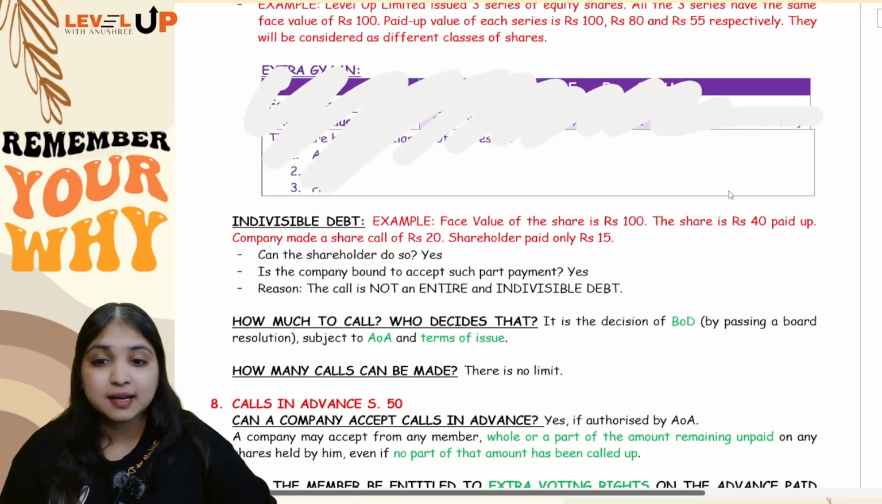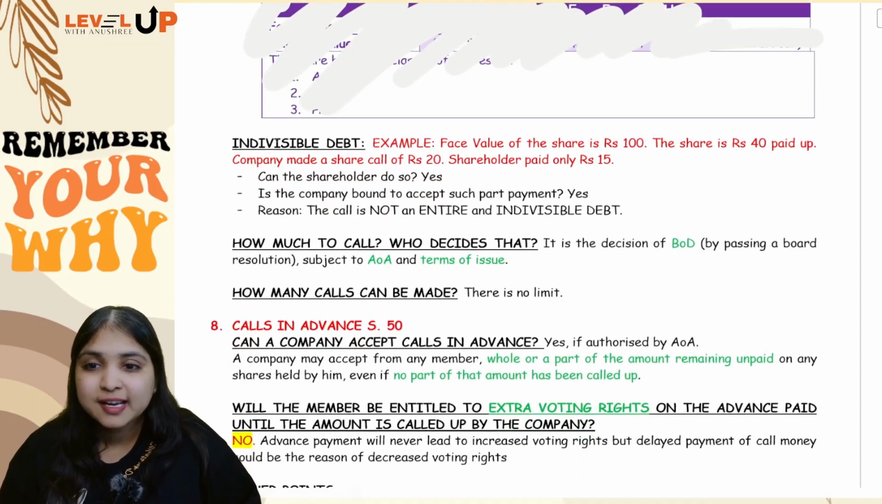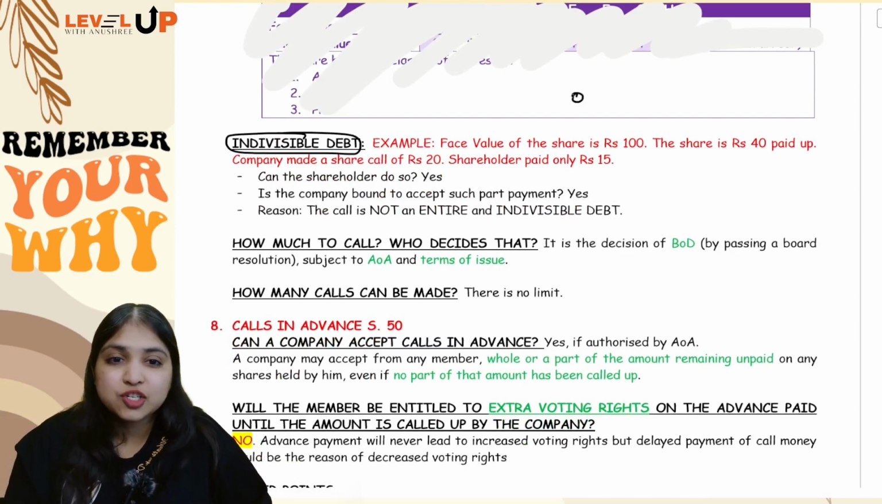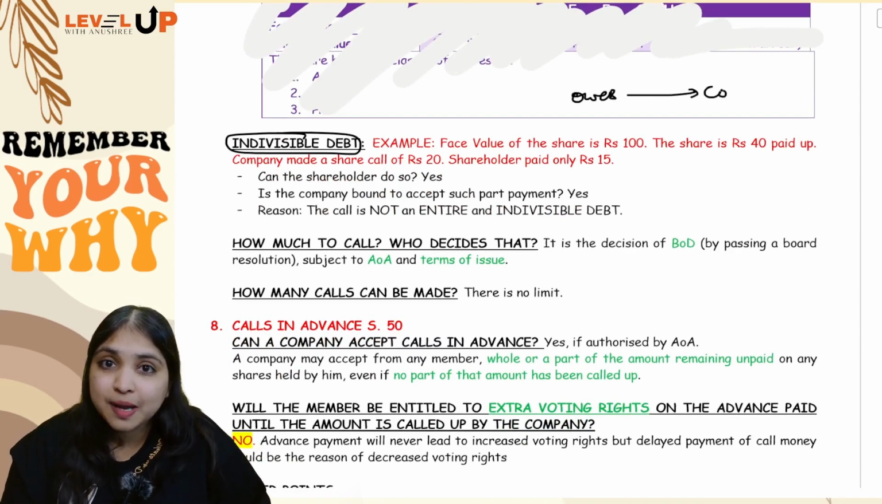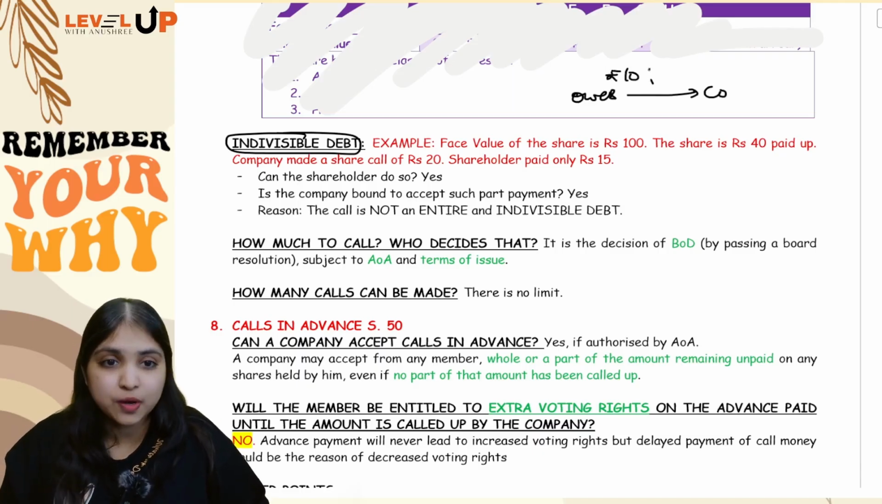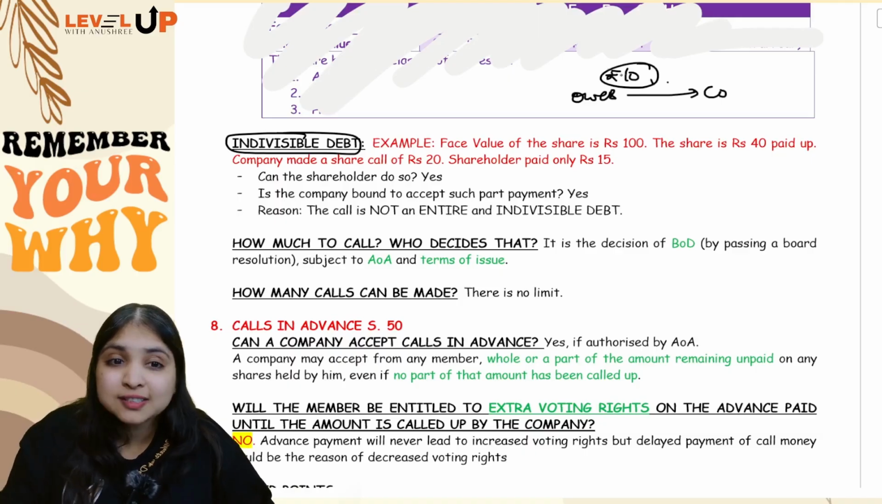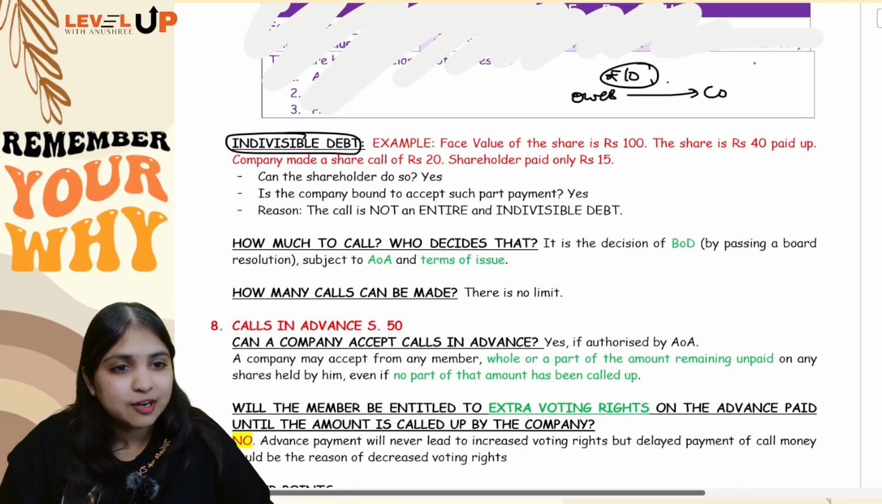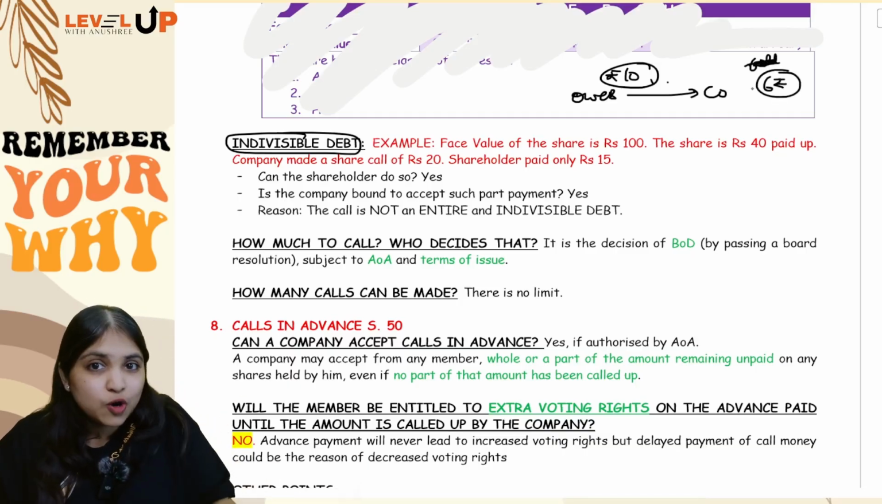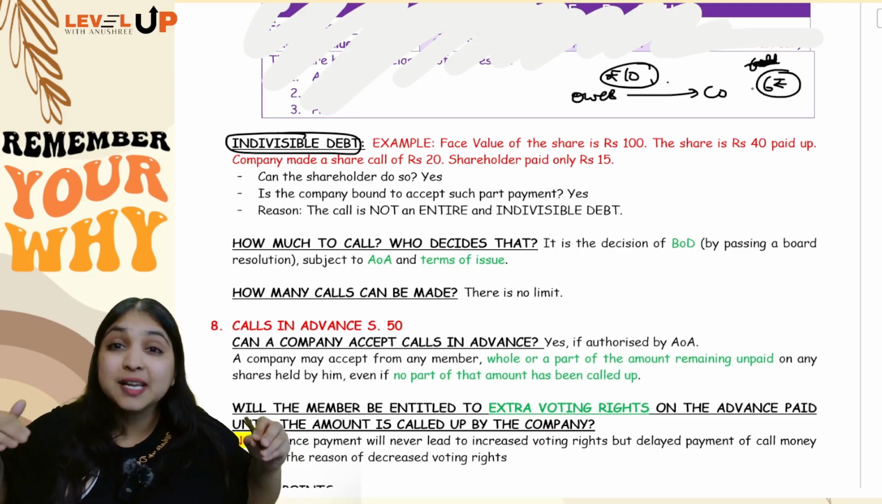Then we learned that whenever the company makes a share call, it's an indivisible debt. In simple words, whenever the company makes a share call, now the shareholder owes that money to the company, guys. For example, if the company is asking the shareholder to pay 10 rupees, now the shareholder owes 10 rupees to the company. Out of the 10 rupees, let's say the shareholder is paying 6 rupees to the company. That time, can the company say, no, pay 10 rupees or don't pay anything at all? No, the company cannot say that.